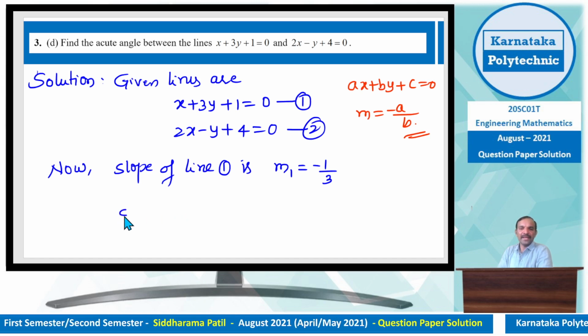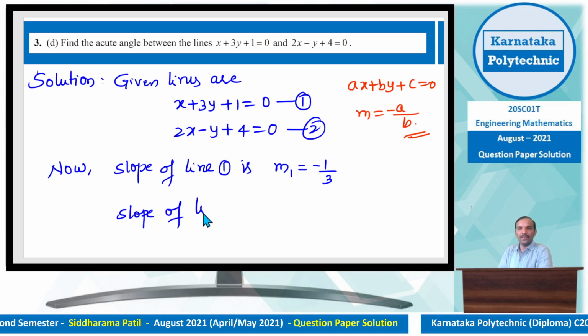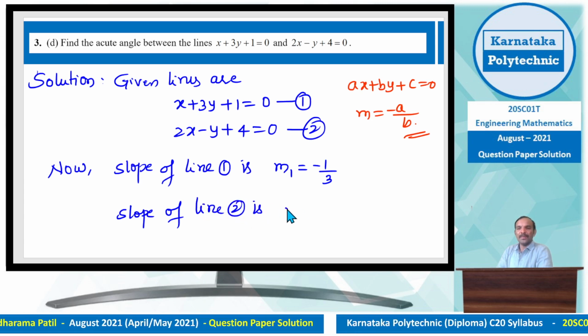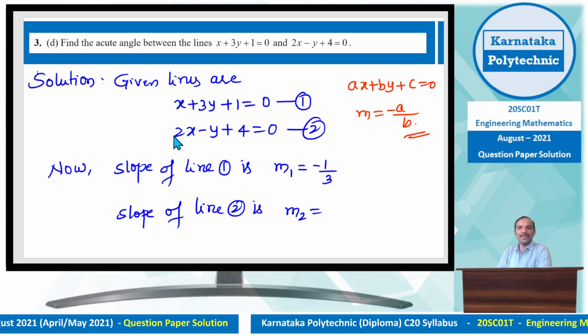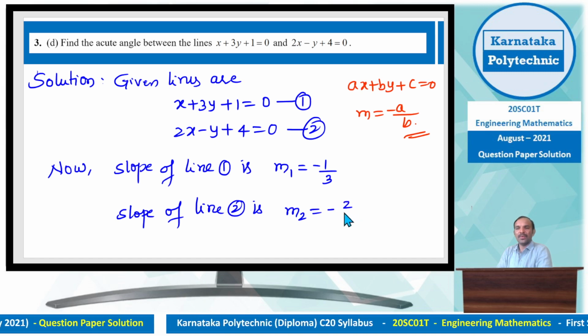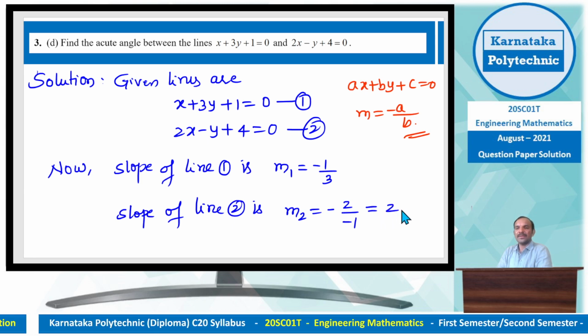Now the slope of line 2 is m2, again minus a by b. Here the a value is 2, the b value is minus 1, so minus 2 divided by minus 1, minus and minus becomes plus, that is 2. So m1 is minus 1 by 3, m2 is 2.